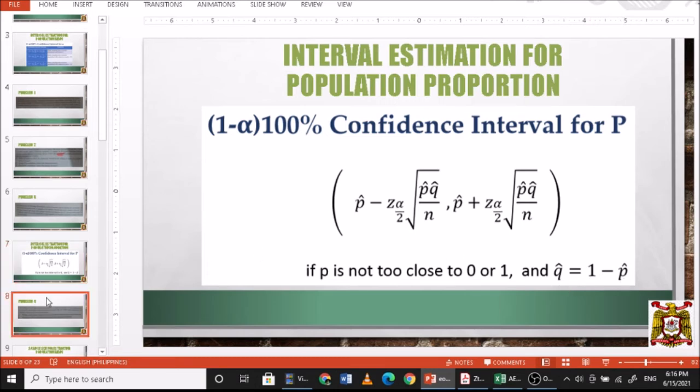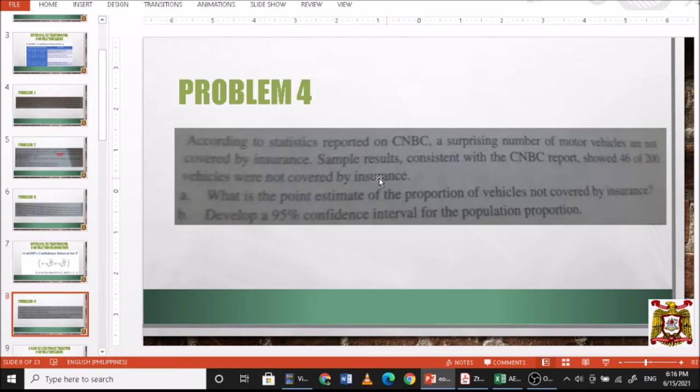Okay, so let's have this problem. According to statistics reported on CNBC, a surprising number of motor vehicles are not covered by insurance. Sample results consistent with the CNBC report showed 46 of 200 vehicles were not covered by insurance. What is the point estimate of the proportion of vehicles not covered by insurance? Develop a 95% confidence interval for the population proportion.